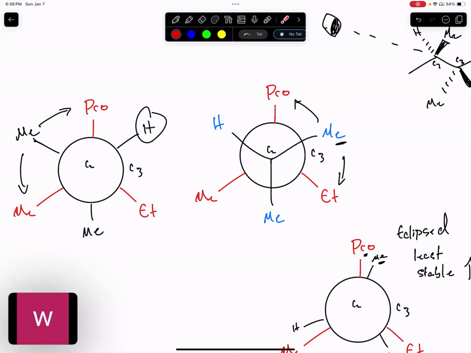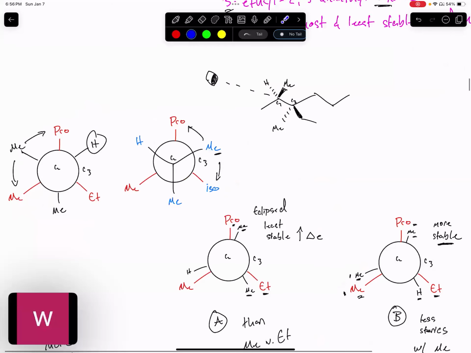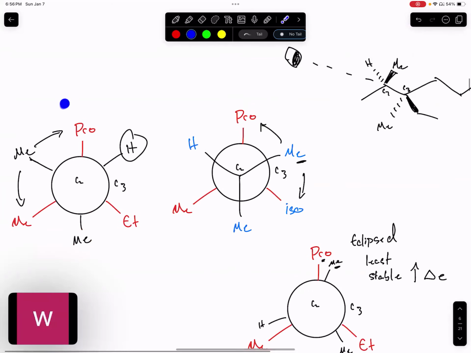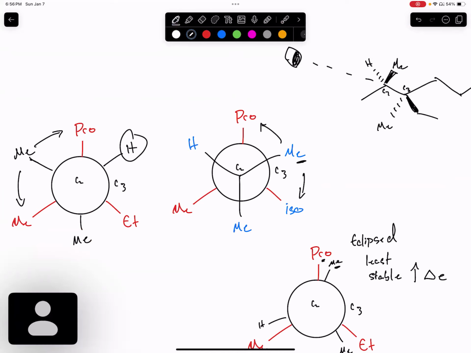I could have changed this up. I could have put this as a bigger group. I could have made this into an isopropyl group to make it more obvious. And then you would have a methyl isopropyl propyl interaction versus a methyl propyl methyl interaction. Does the logic make sense here? Why the one on the left would be more stable? Yes? Okay. So this one would be most stable.